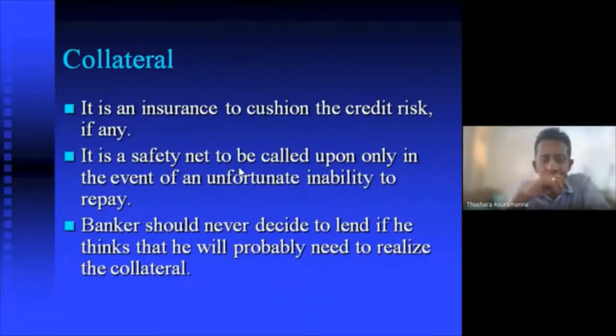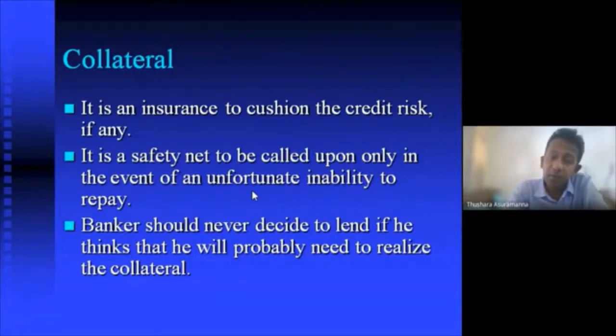Right. Then the next is collateral. Now we learn character, capacity, capital. Collateral is again very important tool in lending. Earlier also we learned under BCS model, security. It's another word for the collateral, because this is very important.